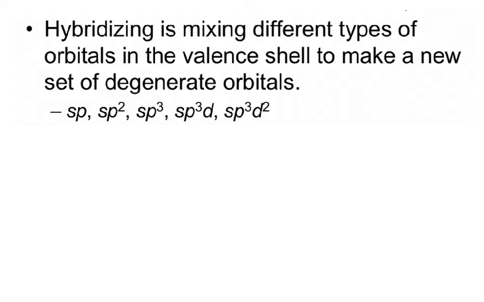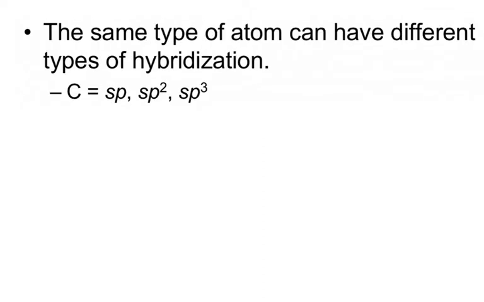Okay, for instance, SP you'll see is the hybridization found for a linear molecule. At the other extreme, SP3D2, you'll see that that's the hybridization found in an octahedral electron geometry molecule.